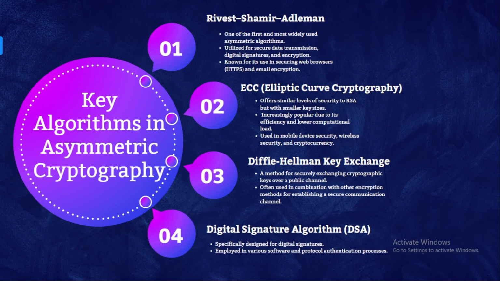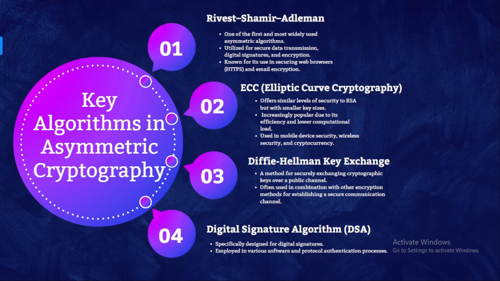So what are some of the algorithms or the systems or the methods that use public key cryptography? We have RSA, one of the first and most widely used asymmetric algorithms, utilized for secure data transmission, digital signatures, and encryption, known for its use in securing web browsers and email encryption.